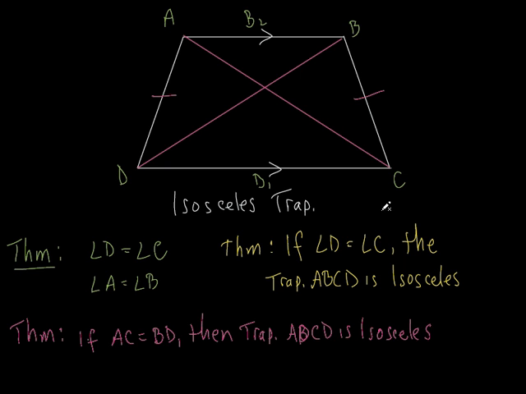What do you think if we start off knowing that it's an isosceles trapezoid? Then the diagonals would probably be what? Equal to each other. That's right. So if I tell you that you have an isosceles trapezoid, then the diagonals are going to be equal to each other as well. All right. I think that's enough about trapezoids.